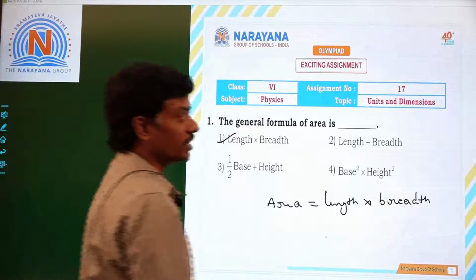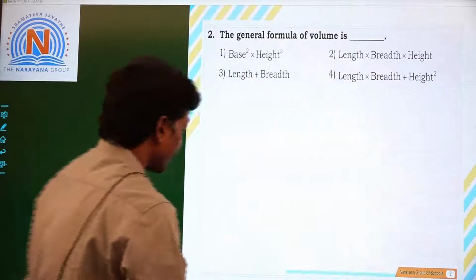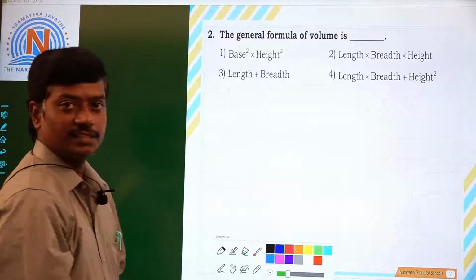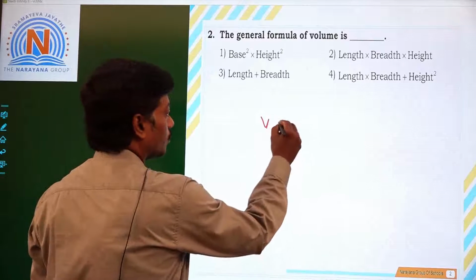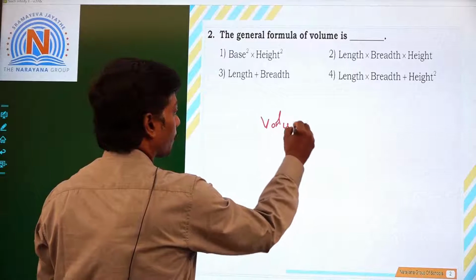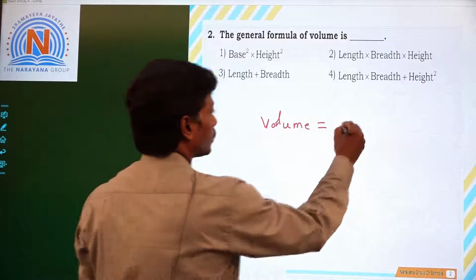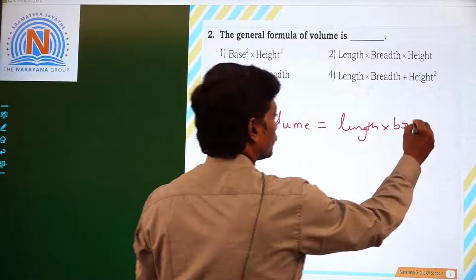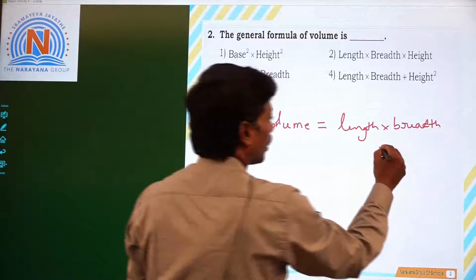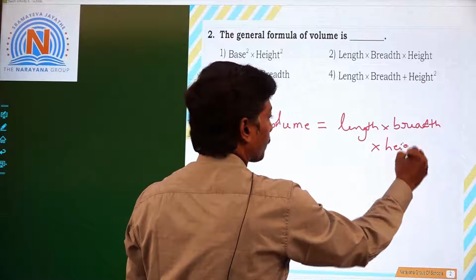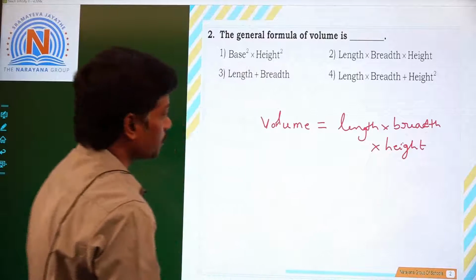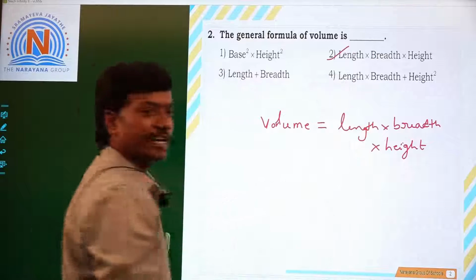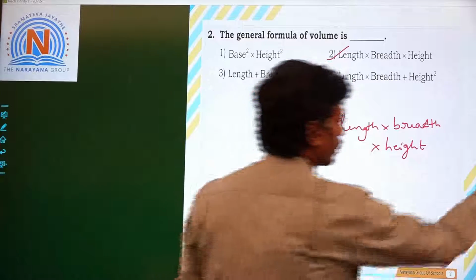Okay students, let's go with the second question. The general formula of volume is, if we take volume is equal to length into breadth into height. So according to the options, the volume general formula is length into breadth into height. Second option is correct.